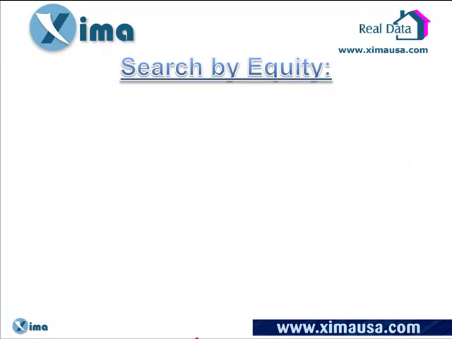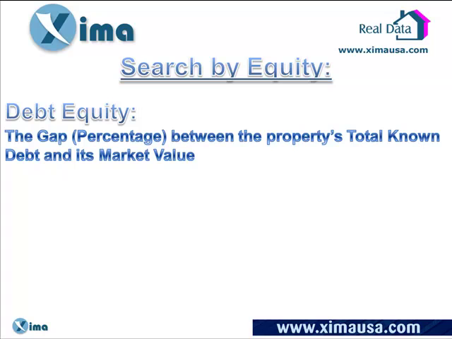Now that we know the difference between the active value and the market value, I want to show you the different types of search by equity that you could do by using Xima USA. The first one is what we call the debt equity search. The debt equity search is the gap or percentage that exists between the property's total known debt and its market value. So we know how much the property owners owe on that property, and we know how much the property is worth. The gap in between those two is going to be our debt equity.